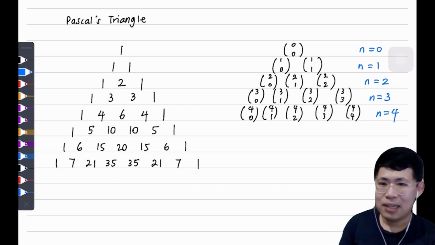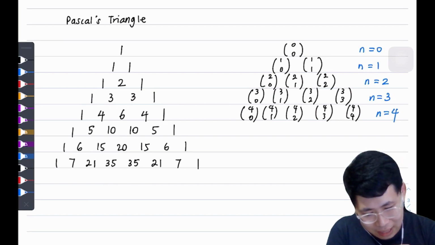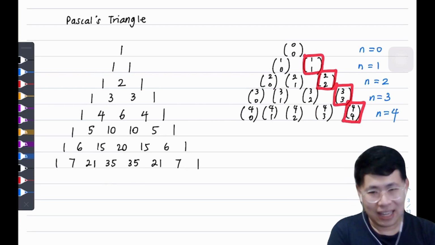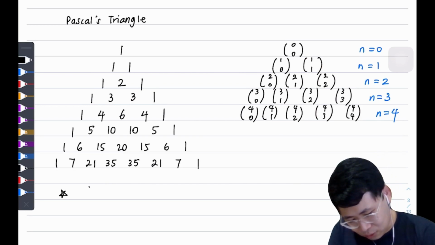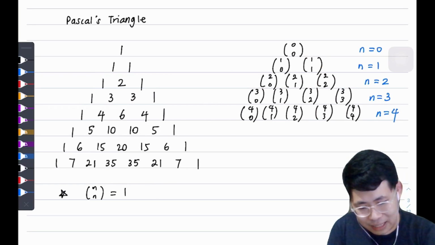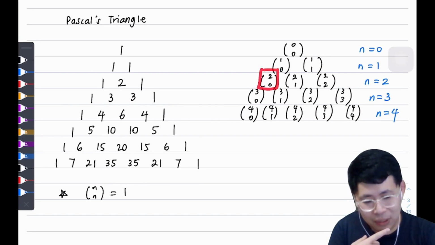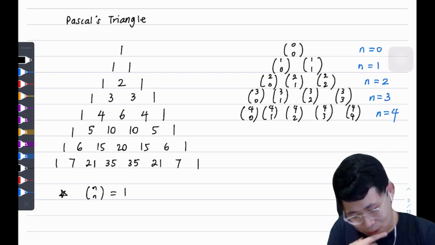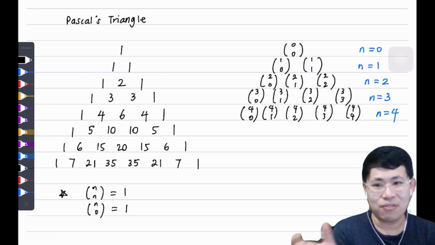Now, some things to take note of. Let's take a look at n choose n over here. How many ways to choose n objects given n objects? There's only one way to do so. So n choose n will be equal to 1. Another result over here: how many ways to choose 0 objects? n choose 0 is also 1, one way to choose 0 objects from a list of n objects.